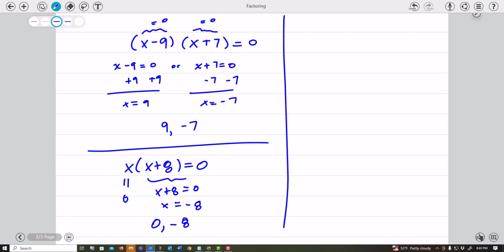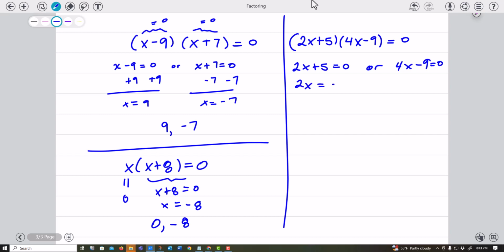We can also do these if something's a little more complicated. (2x plus 5)(4x minus 9) equals 0. You don't do anything different. These are just more steps. You still set both of these factors equal to 0. And now you just go through and solve.